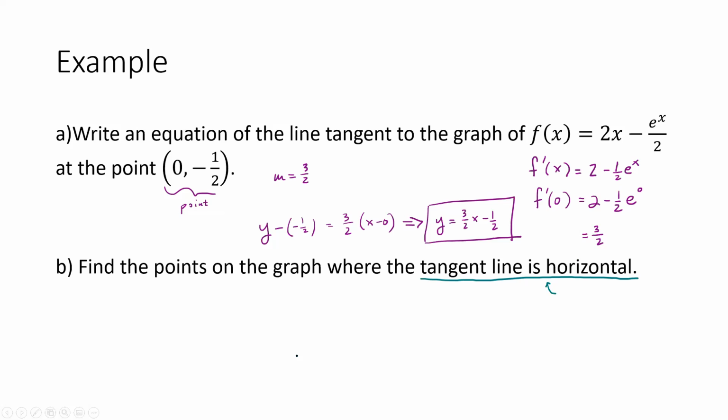No, not the second one. It's when the first derivative is equal to 0, right? Oh, okay. So remember, the derivative tells you the slope of the tangent line. And when the slope of the tangent line is 0, that means you have a horizontal tangent line. So we want to just solve when f prime of x is equal to 0.